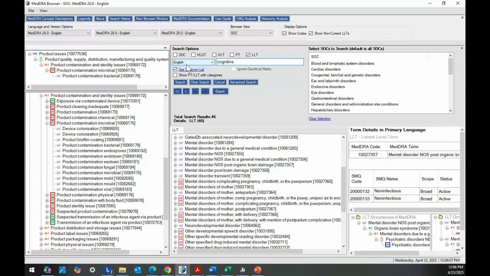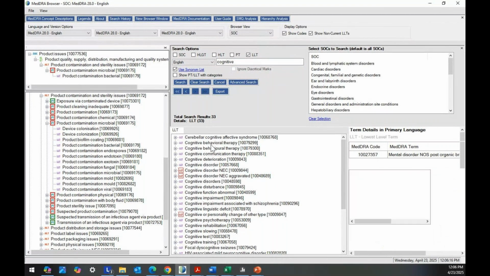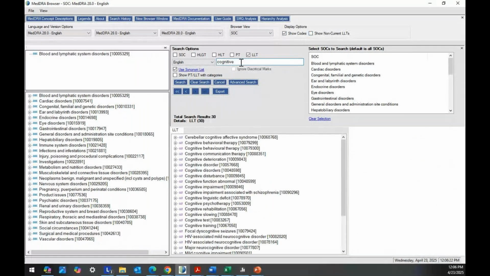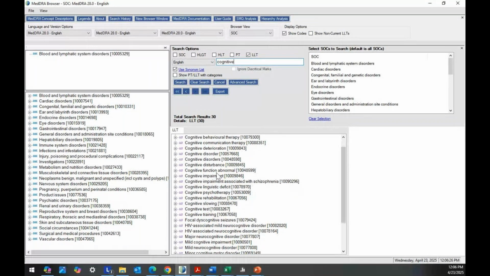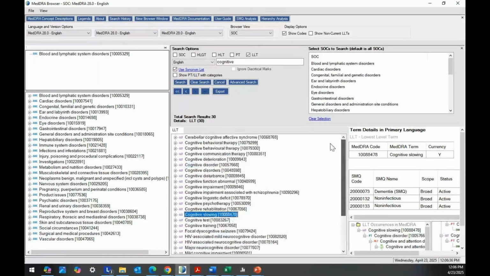The next thing I would do is look for cognitive. Based off of what I just read from the referencing, I would go under cognitive and look around to see what we have. We have cognitive disorder. Actually, I'm going to shut off the non-currents and do this again so that we don't have all that on the screen. Okay, so we have cognitive function abnormal, disturbance, disorders. We have impairment, slowing, tests. Again, lots of choices.